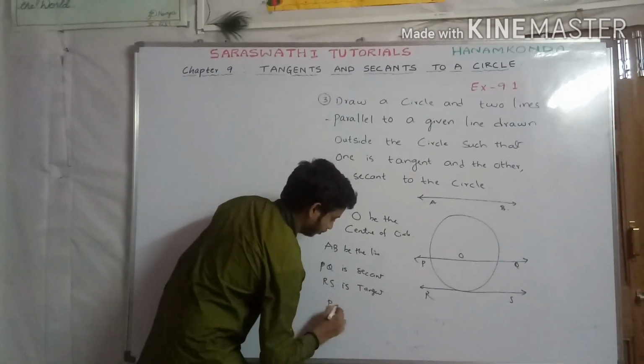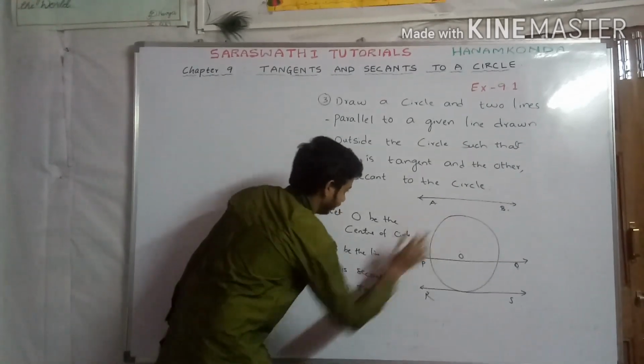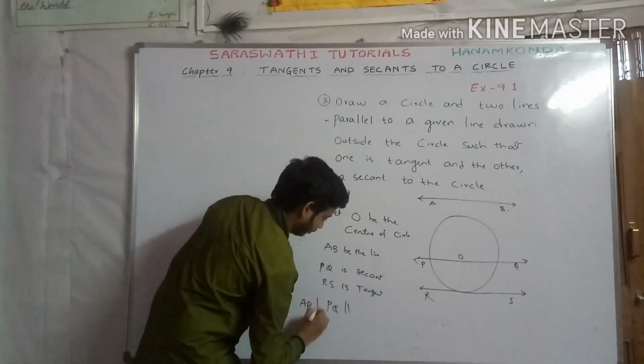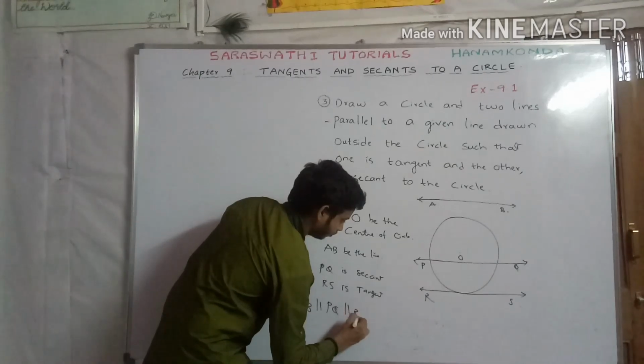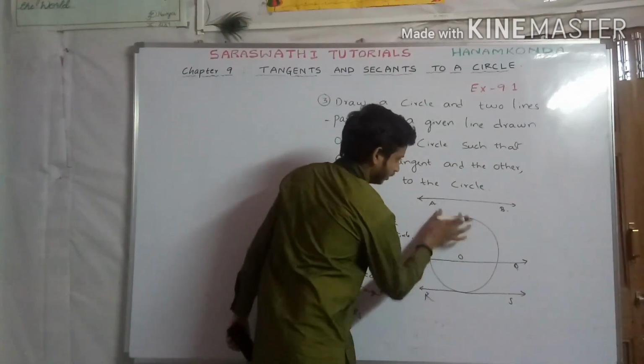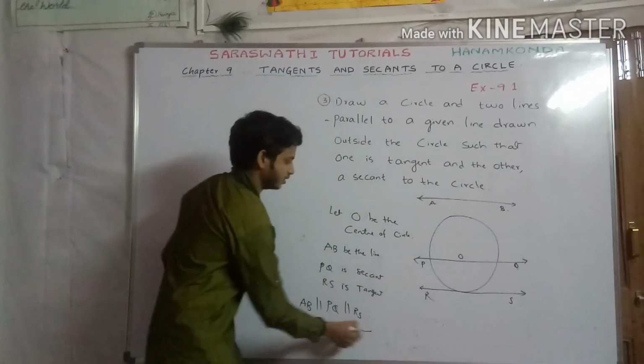This line AB is parallel to PQ and PQ is parallel to RS. So all three lines are parallel to each other. So this is the answer.